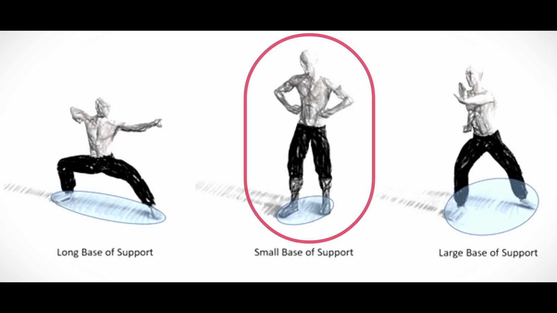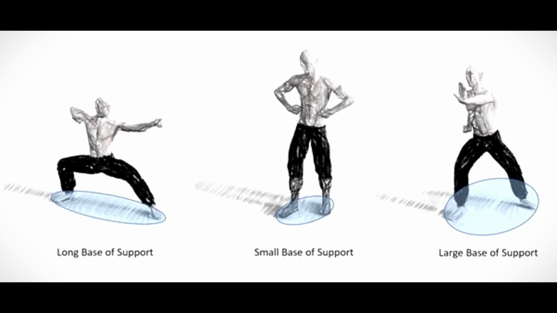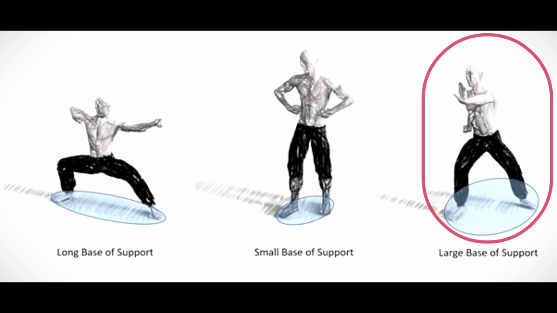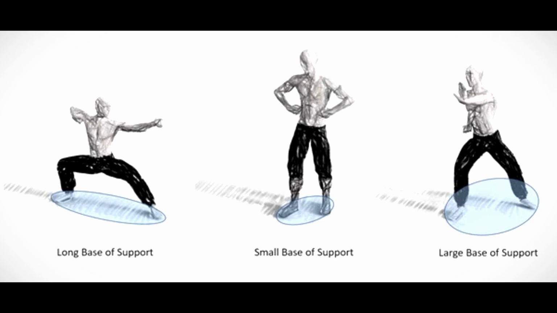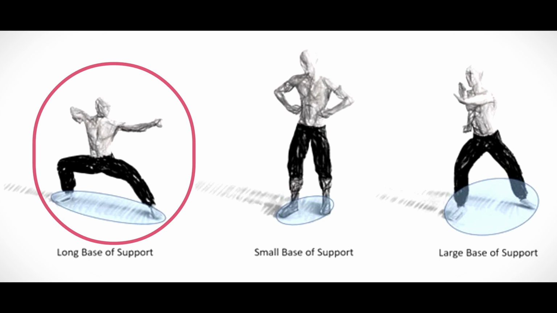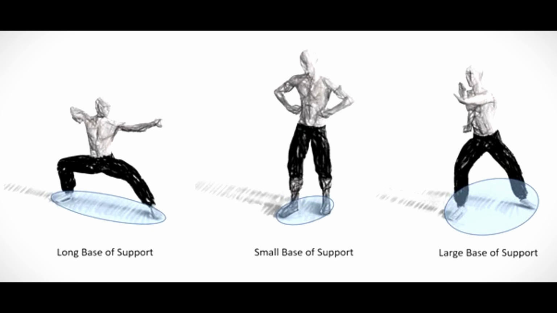In the middle picture, the man has a small base of support because his legs are near each other. In the right side of the picture, the man has a large base of support because he took more area. And on the left side, the man has a long base of support because he is standing straight. It creates a long base of support but does not give more benefit, because if he is pushed from either side, he will fall. So the right side of the picture has the more advantage.